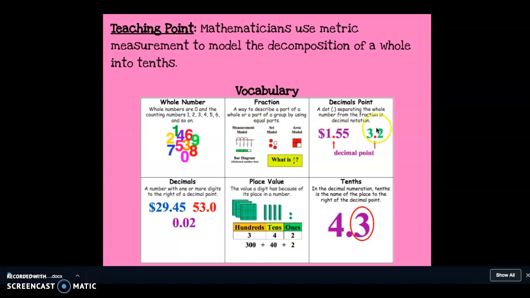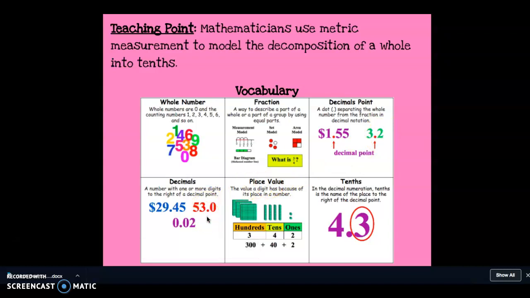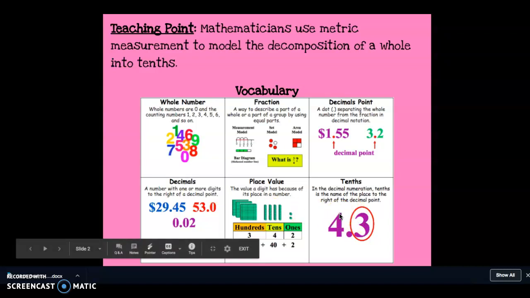Or in a regular number, it separates the whole number from everything after the decimal point, which is actually considered a fraction, but it's represented this way. The decimal is a number that comes after the whole number, which is after the decimal point, so to the right of the decimal point. And then we're going to be looking at tenths. Tenths is a place value representation that is the first one after the decimal point. So the first number to the right of a decimal point.